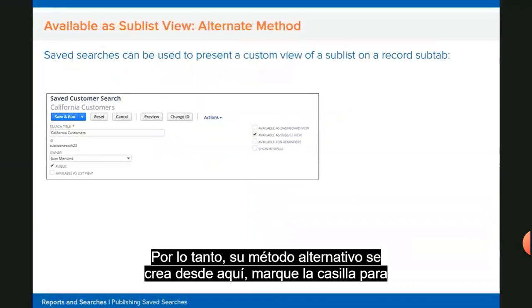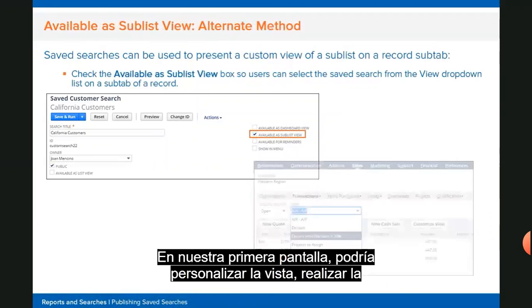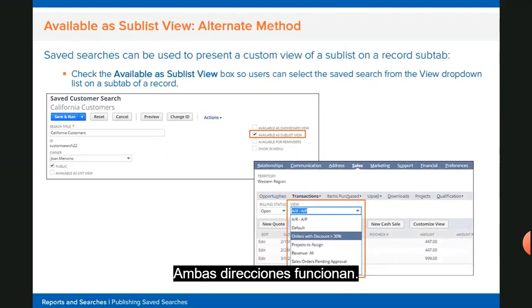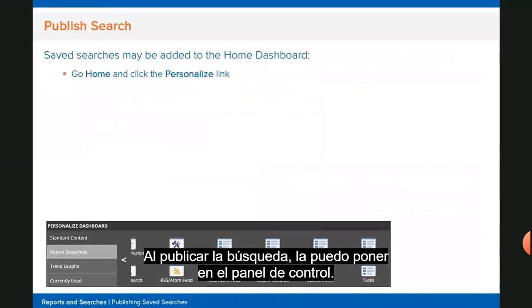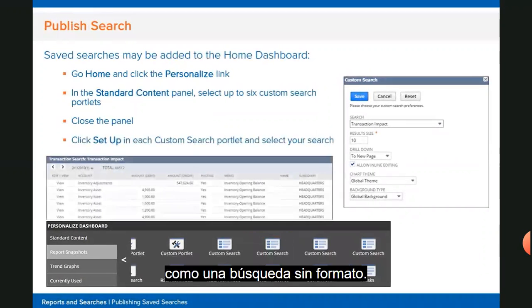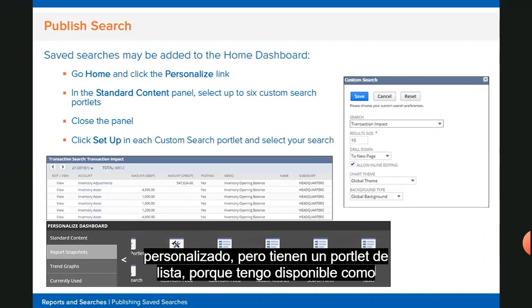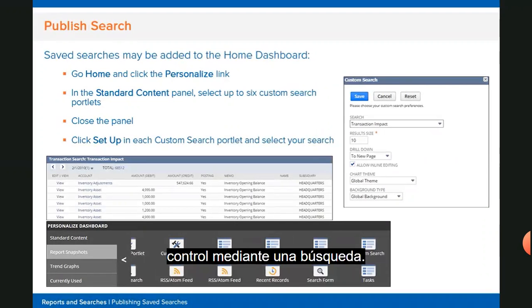So your alternate method is create it from here, check the box, and make it available. On our first screen here, I can customize the view, make the search that way. Either direction works. Publishing the search, I can put it on the dashboard. I can select a custom search portlet and put it out there just as a plain search. Or for dashboards that maybe don't have a custom search portlet but have a list portlet, because I have available as dashboard view, I can convert the dashboard list using a search as well.